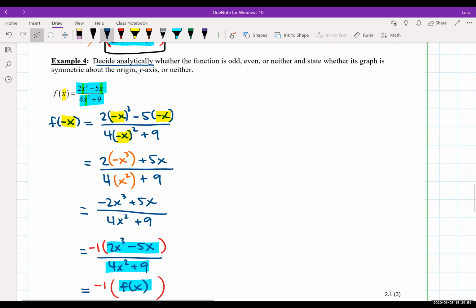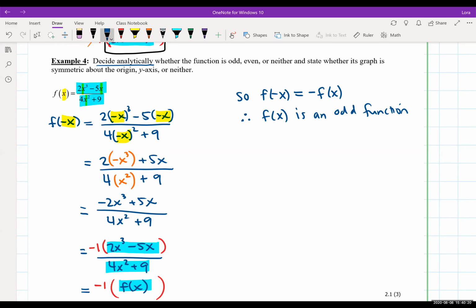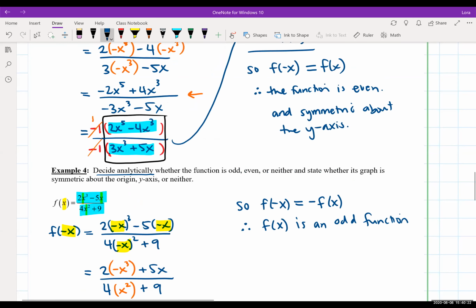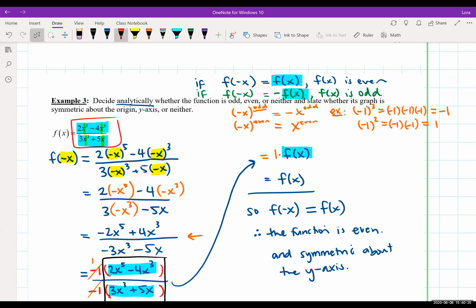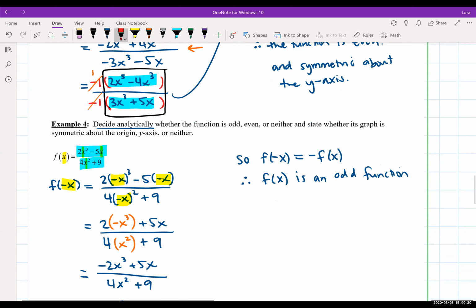So just restate what you found. We just figured out that f of negative x is equal to the opposite of f of x. And if we remember what that means in terms of our function, it's going to let us know that f of x is really an odd function. So that was according to our definitions that we restated up here. So anytime you have the opposite of f of x, you got an odd function back.